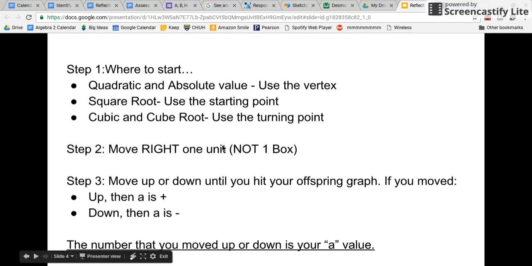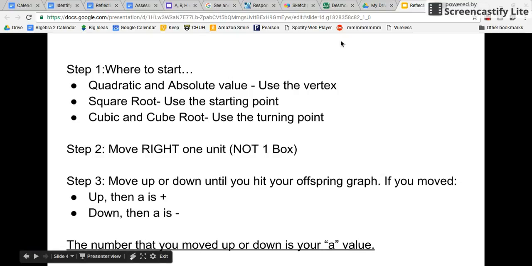Next, you're going to move right 1 unit. Not one little tiny box. You're going to move one whole unit over, which is 4 boxes. Next, you move up or down until you hit your offspring graph. If you moved up, the A is positive. If you moved down, the A is negative. And the number that you moved up or down is actually your A value.